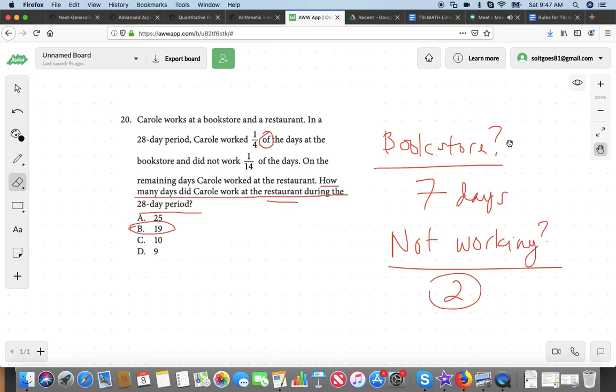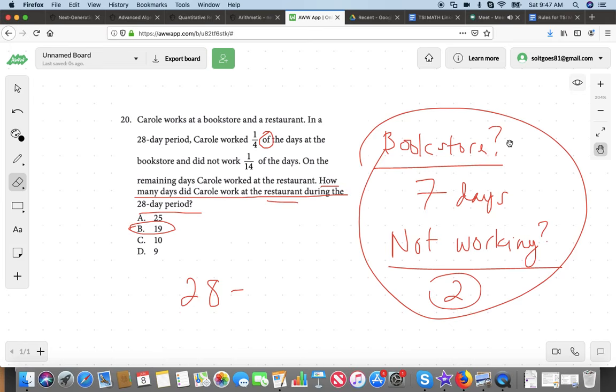I like the way you approached it better than I did. Where you're just like, well, she basically worked 3/4 of the days at the restaurant, which is basically correct. It's close to that. I know she didn't work 2 of the days at all. Now we can confirm it with the math, right? She's working the bookstore for 7 days, she's not working 2 of the days. So I just subtract the 7 and subtract the 2 from 28. 28 minus 7 is 21, minus 2 is 19.